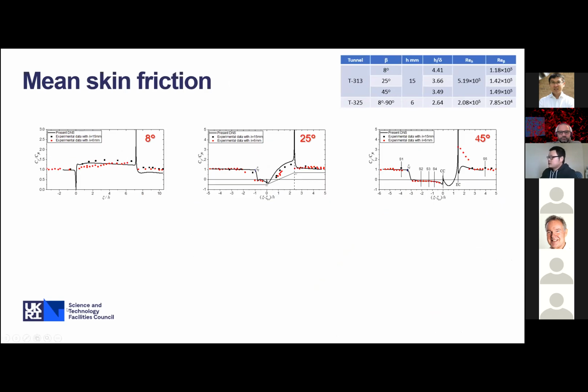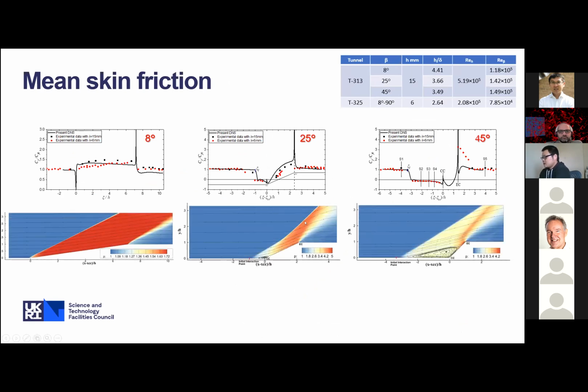Then we check the experiment. They have measured skin friction and velocity profiles, so we also validate our DNS with the measured skin friction. They are all in quite satisfactory agreement. For the 8 degree case there is no flow separation, the 25 degree has quite a small separation, and for the 45 degrees there is a very large, remarkable flow separation.